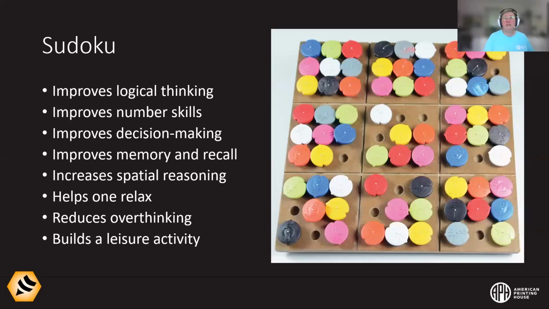This next one, while not available through APH, there's many tools for Sudoku out there that are accessible. This one, for instance, has different markers on the top in Braille to be able to play it, but you can also add Braille to many of the versions of Sudoku that are out there. Sudoku actually improves your logical thinking, number skills, decision making, memory and recall, spatial reasoning. It's actually supposed to make one relax. Now, some of you might not like it, so then that's not relaxing. It does reduce overthinking, and it really truly is a leisure activity, so something to really think about for your student.